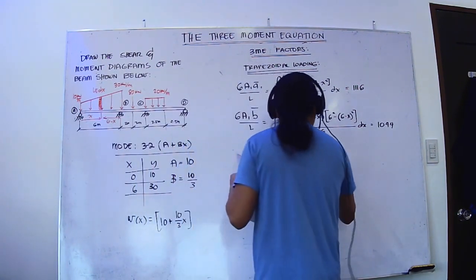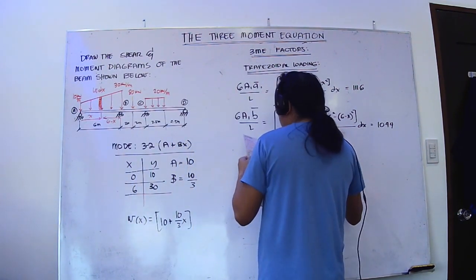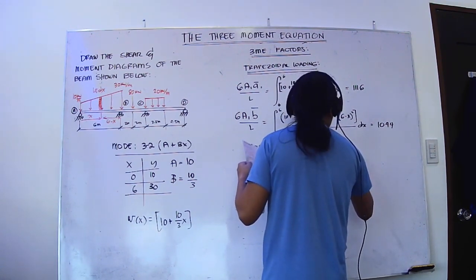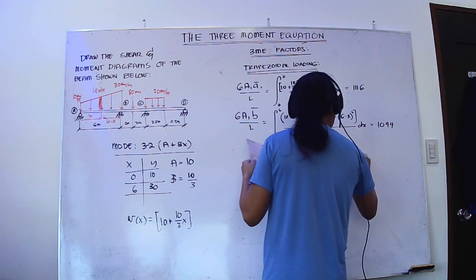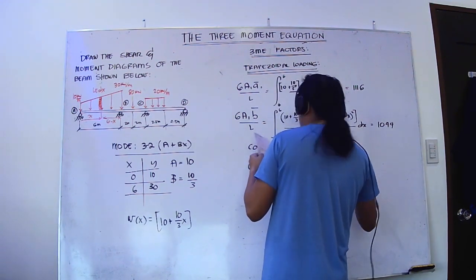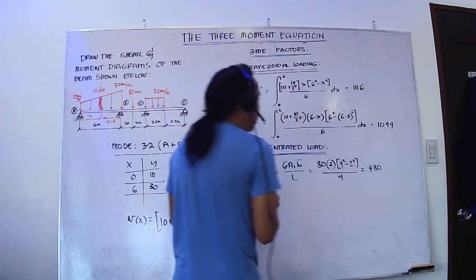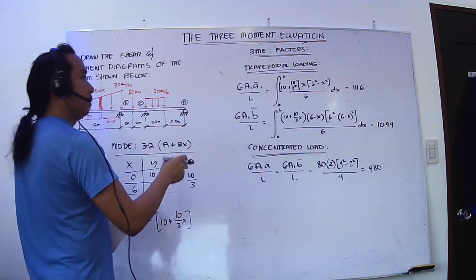That is just P, which is equal to 80, and A or B, which is equal to 2. Regardless of which one, it will not affect the value in this equation. So divided by 4, that should equal 480. That's for the concentrated load.